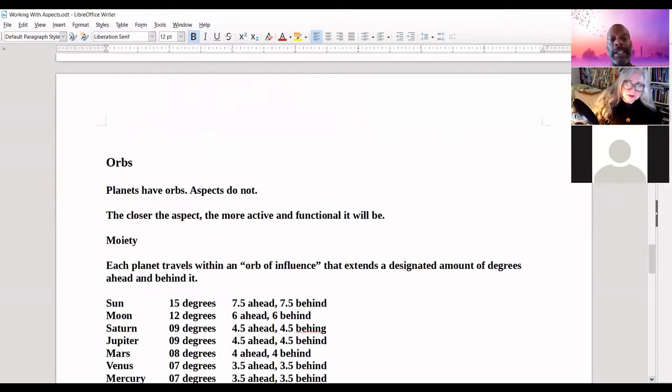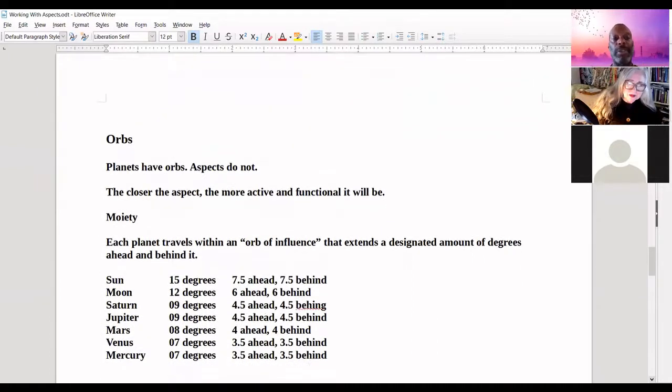The most important thing: planets have orbs, aspects do not. That's the most important thing when you're thinking about what kind of orb you should be using. The reason we say planets have orbs is because planets have what I call an orb of influence that they travel within. As it says here, each planet travels within an orb of influence that extends a designated amount of degrees ahead and behind it.